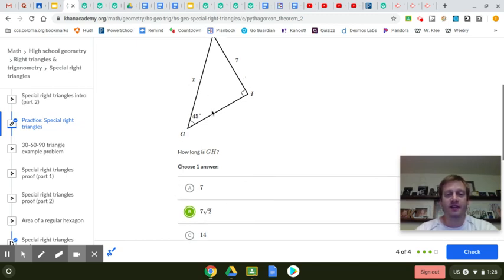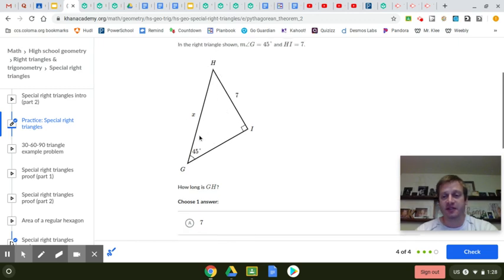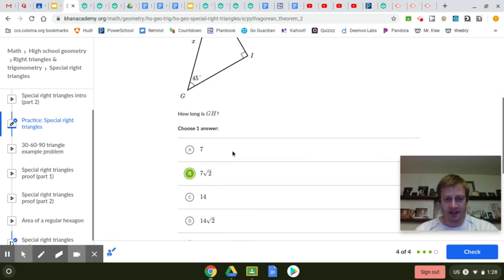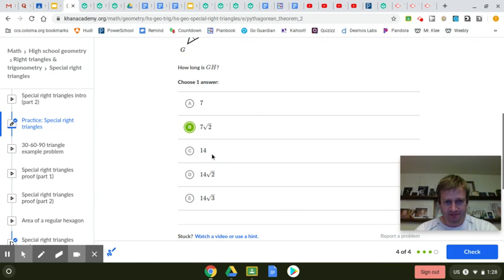And then if both of these are 7, because the angles are 45, if those angles open up the same, the sides opposite of them have to be the same. So 7 plus 7 is 14. It can't be bigger than 14. And it also can't even be 14. Those are not reasonable answers at all. So 7 root 2, correct answer.